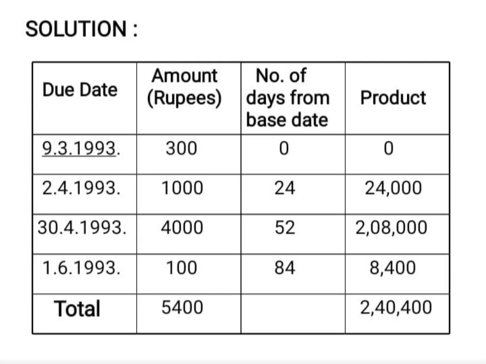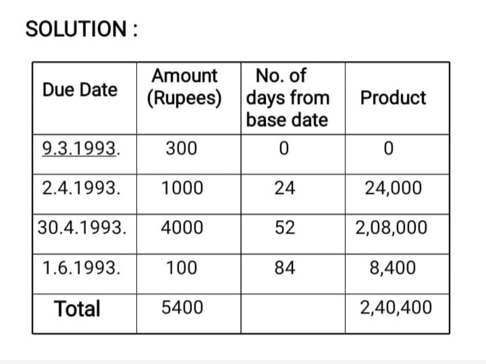The next column will be the number of days from base date. The first due date is termed as the base date. Here 9th March 1993 is the first due date, and hence it will be the base. Since we start from the base date, for that day it will be 0. For the second due date, 2nd April 1993, we calculate the days from 9th March 1993 to 2nd April 1993. There are totally 24 days between these two dates. Likewise, for the third due date, 30th April 1993, there are 52 days from 9th March. Likewise for the fourth due date, there are 84 days.